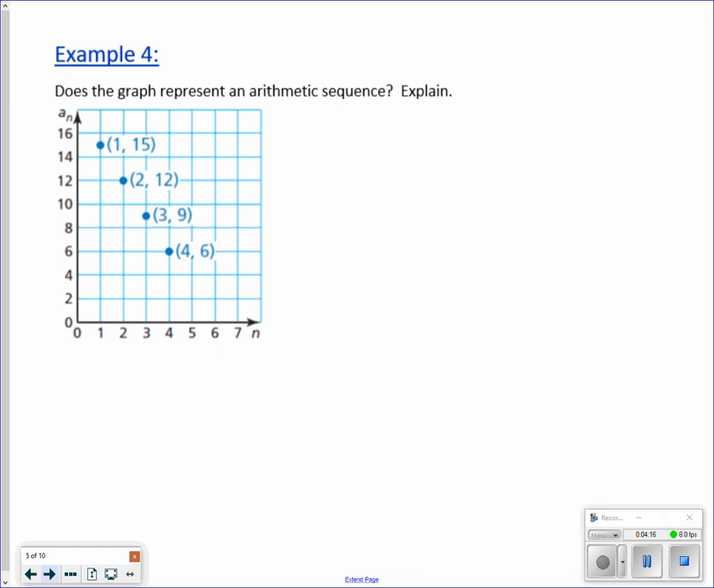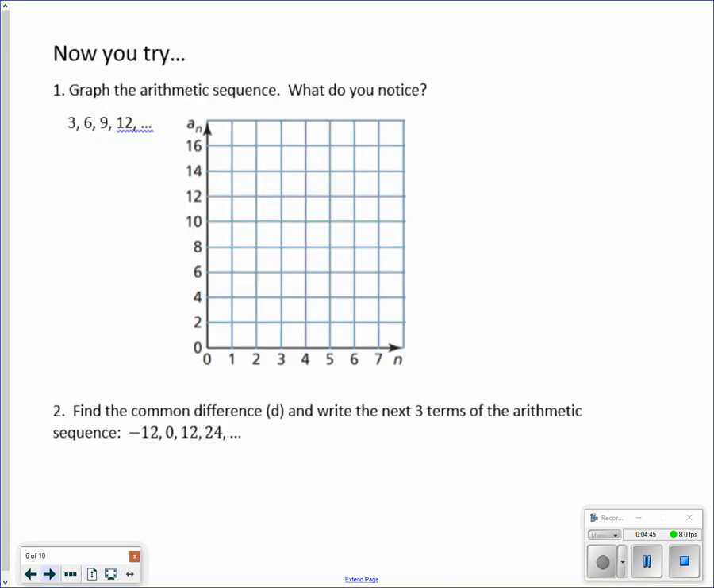So I'm looking at this, and does this represent an arithmetic sequence? How would I know that? Well, if it has a common difference each time, notice that it's going down 3 to the right 1, so it's got a constant rate of change, going back again to chapter 3. So I know this makes an arithmetic sequence because it's got a constant rate of change. It's adding 1 each time for the x's and subtracting 3 each time for the y's.